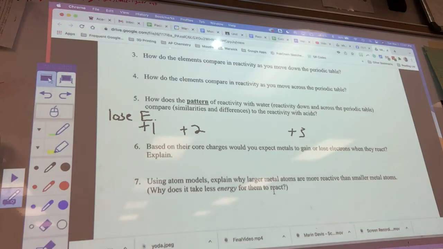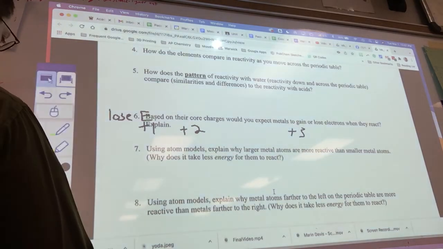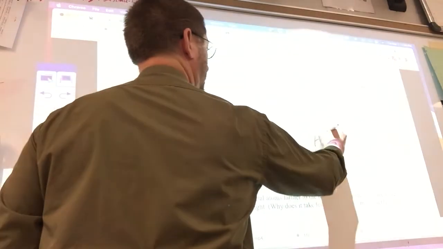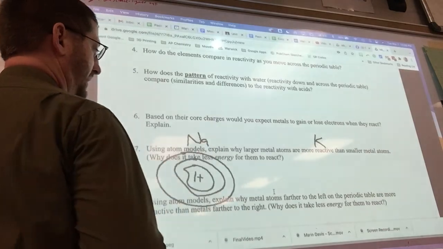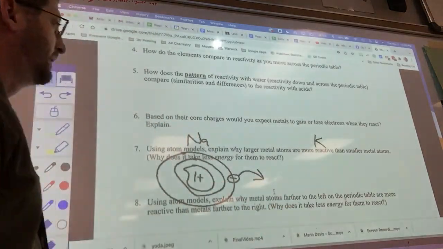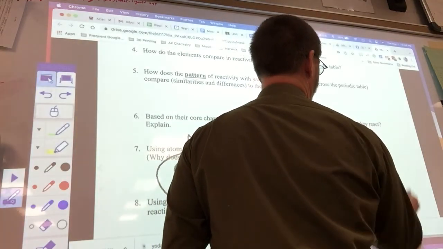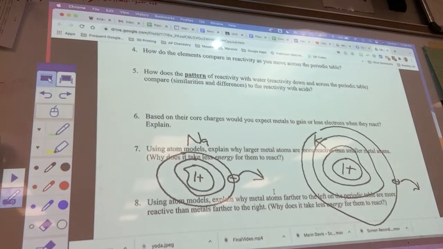Question number 7. Let's use some atom models to explain this. We want to know why larger metal atoms are more reactive. So, group 7, what 2 elements did you pick for this? Sodium and potassium. Let's do sodium and potassium. How would you draw sodium? +1 in the middle with 3 waves around it. Yep, 3 energy levels. And here's this electron we're trying to rip off. And potassium would be a +1 with 4 energy levels of electrons. And here's this electron you're trying to rip off. Can you tell me why it's easier to rip off the electron from potassium? Because there's more space in between the 2.